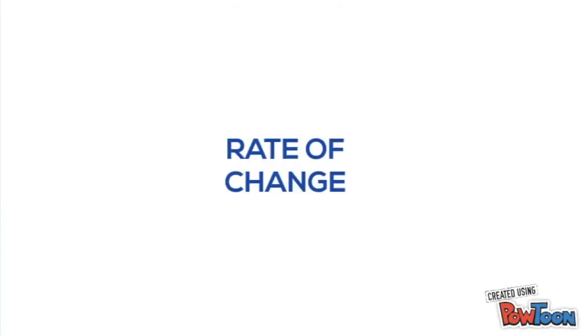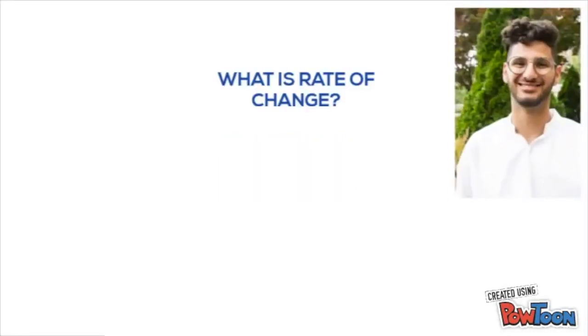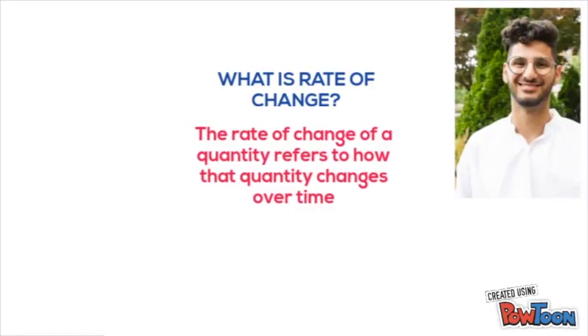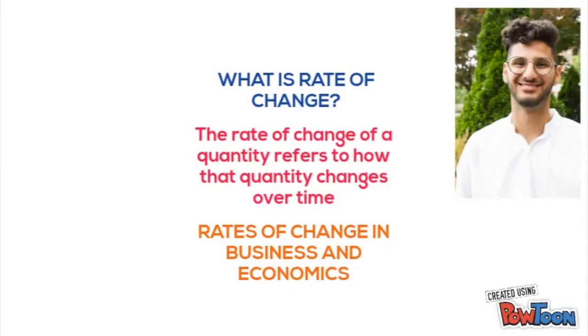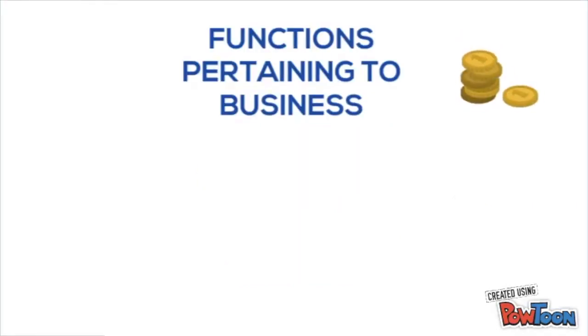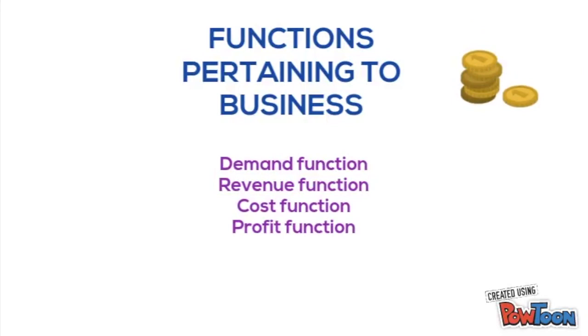In this section, we're going to talk about rate of change and rate of change problems. So what is rate of change? The rate of change of a quantity refers to how that quantity changes over time. In this section, we're going to talk about rate of change in business and economics. So there are 4 functions pertaining to business. These are the demand function, revenue function, cost function, and profit function.